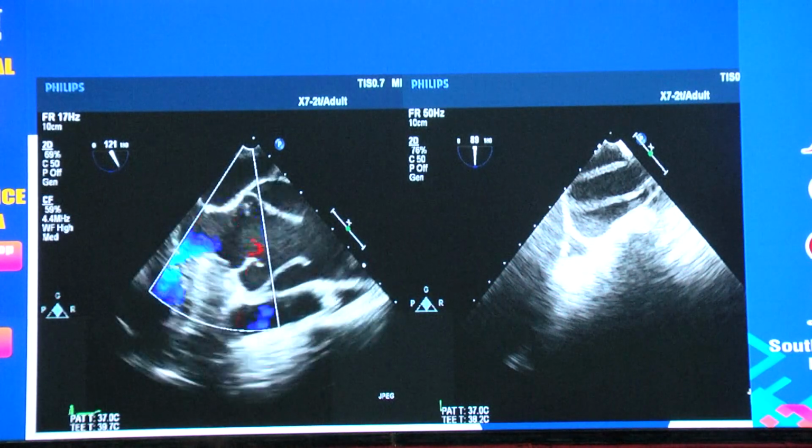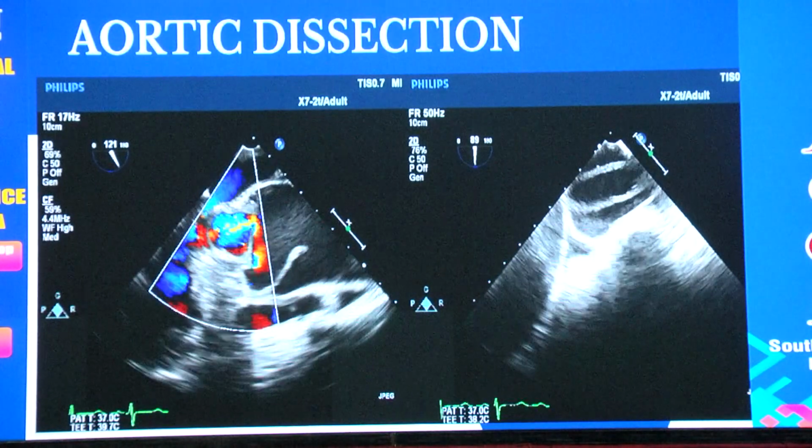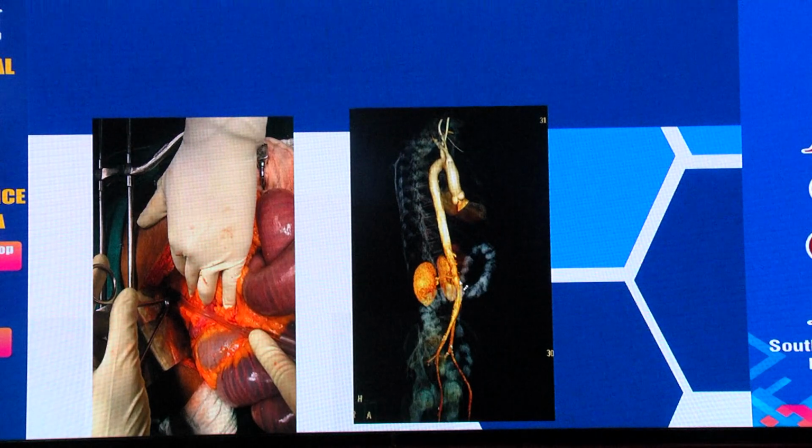Just 10 to 20 seconds, I'm concluding it. So this is aortic dissection in the long axis. This is an infrarenal aortic dissection, what we did. It's a ruptured one. Can you see the dye which has come out? The dye which has come out, that's an infrarenal aortic dissection.